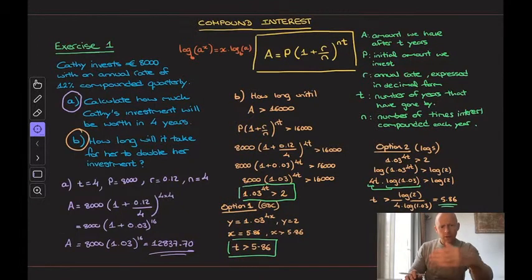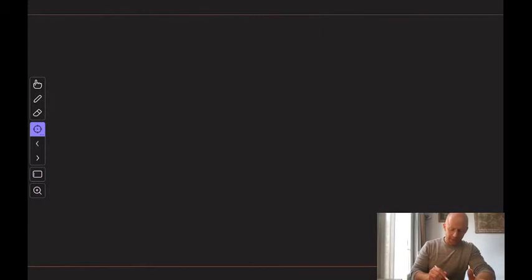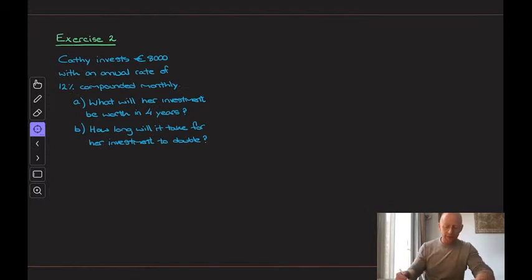We had finished the last class in which I left you with an exercise in which something had to be compounded monthly. So 12 times a year, not 4 times a year. I've actually sort of repeated that with this exercise here, so I've got the same type of question, but on the next page I'm going to compound it monthly. Same investment. Kathy invests 8,000 euros with an annual rate of 12%, compounded monthly, and we're asked what will her investment be worth in 4 years, and then how long will it take for her to double her investment.